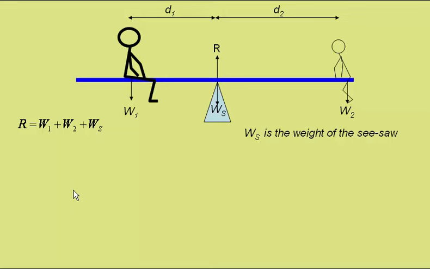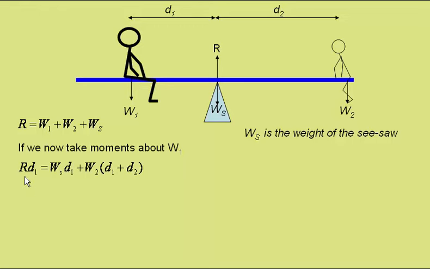I'm now going to see what happens if I take moments about W1, about this point. What happens now is this person has 0 moment, as they are 0 distance from the pivot. So I can write R D1, the anti-clockwise moment provided by the reaction force and its distance from the pivot, is equal to Ws D1, the clockwise moment provided by the weight of the seesaw, multiplied by its distance from the pivot, plus W2 (D1 plus D2), which is the weight of the smaller person, multiplied by their distance from the pivot point.